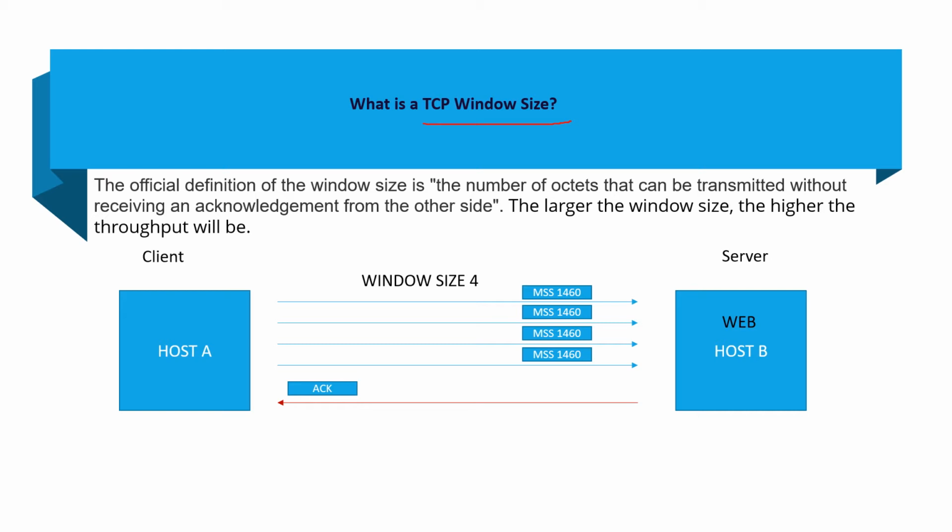So in this example, you can see I have a client, I have a server, and my window size is set to 4. It simply means I can send 4 packets of 1460, which is our MSS, and then this host B is going to send an acknowledgement.